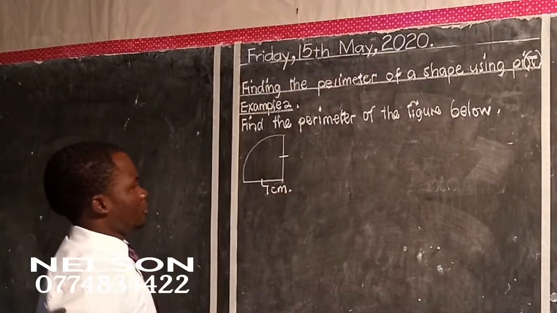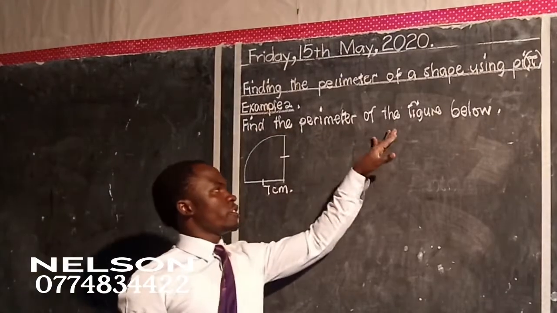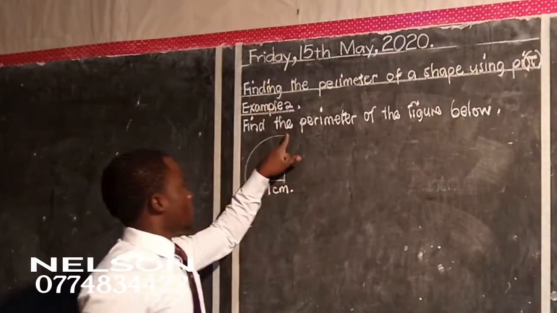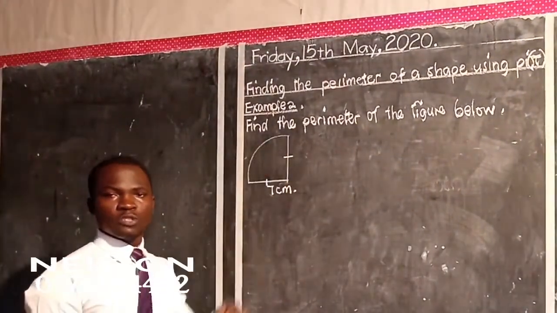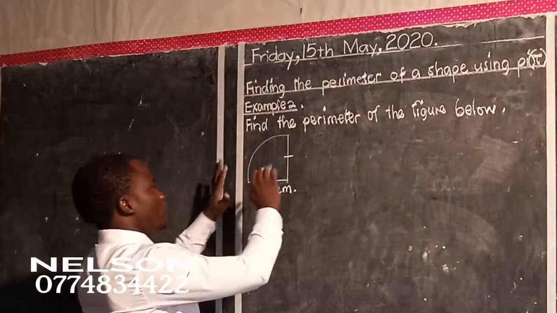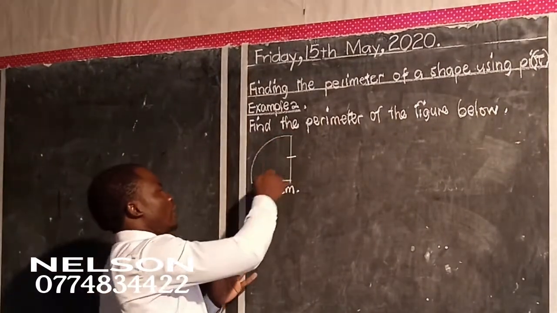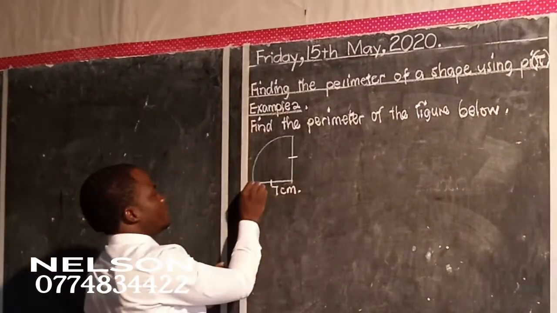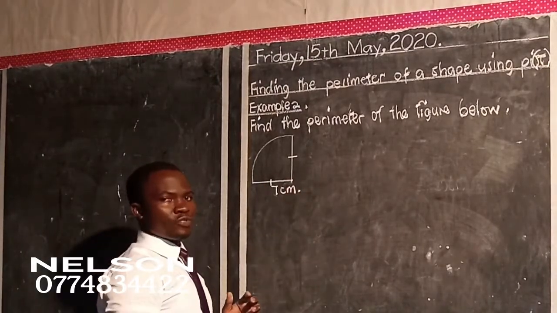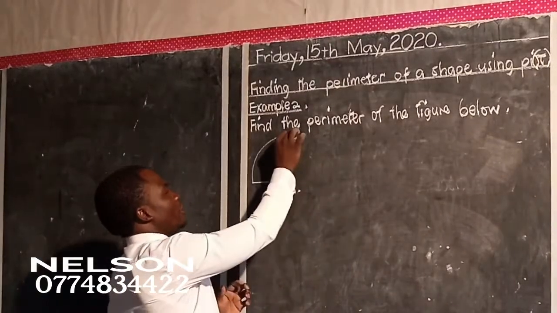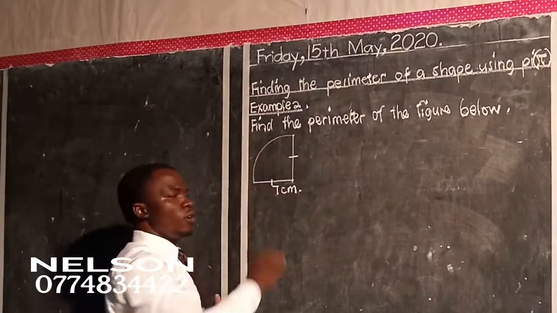We have our example two, and the question is, find the perimeter of the figure below. The figure we have here now is the one we call the quadrant. So how do you find the perimeter of this figure? Before you find the perimeter, first identify the outer sides. From here up to here is the one we call the radius of a circle, and also from here up to here is also called the radius, and then this curved part is the one we call the arc.